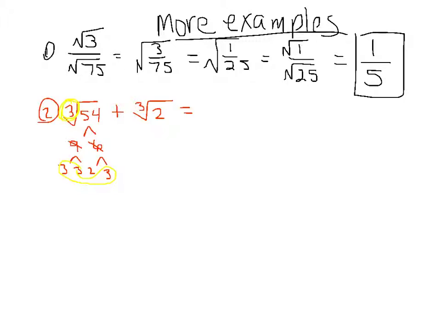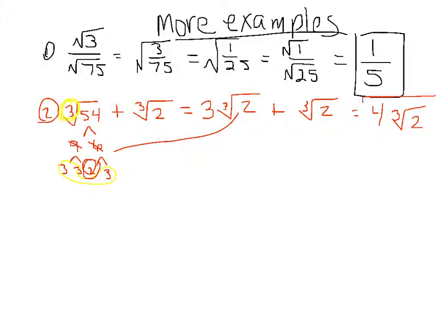So this triplet of 3s comes out front. We're still left with the cube root. There's a 2 left over, so that's what goes on the inside. We're still adding to that a cube root of 2. So now we have the same index and the same radicand. So we factor treed. We looked for a group that had 3 of the same number because my index was 3. That group came out to the outside. Whatever's left over went on the inside. So I have 3 cube roots of 2 plus a cube root of 2, which will give me 4 cube roots of 2 as my final answer.